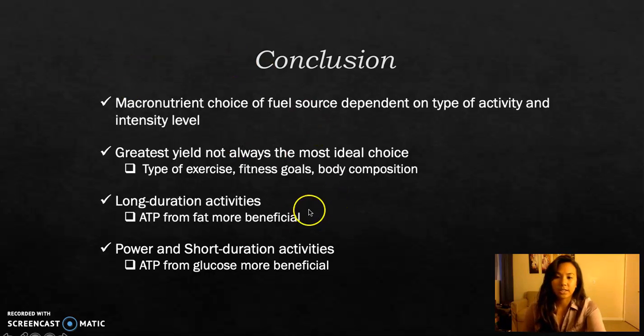So for these long duration activities, ATP from fat is more beneficial as it's better for longer duration, and conversely, ATP from glucose is more beneficial for power and short duration exercise or activity, as it is available right away, right when you need it. And the ATP from fat takes a little bit more time.